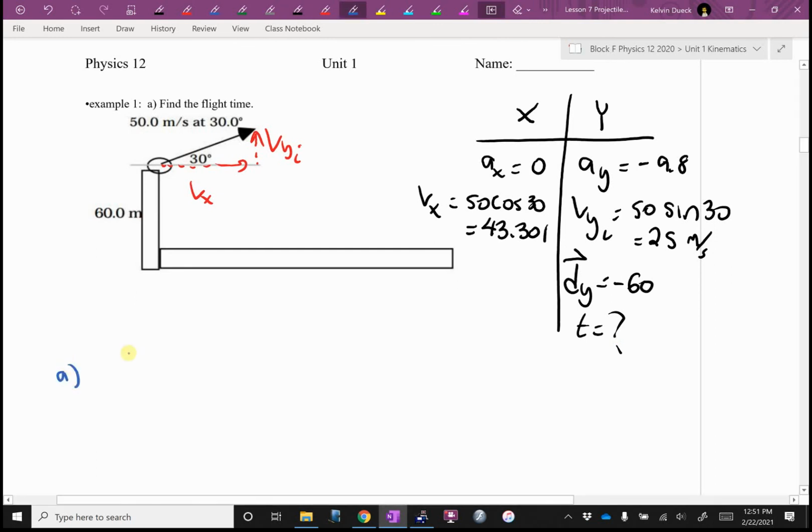I'll actually do part A here. I'm looking for an equation that has a d, a vi, an a, and a t in it. There is one. Which one?